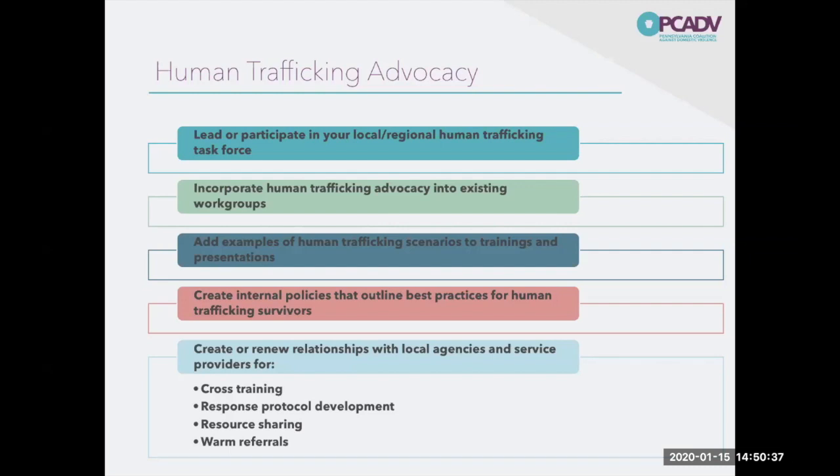Now I have a question here. If anybody has a best practice policy regarding human trafficking that they're willing to share, I'm going to put that out there to everyone. If anyone is doing this work and has an internal policy that they're using, if you feel comfortable sharing that with me, I can then share that with the individual who's asking. Or if the person who's asking would like me to just share their information, I can do that too.